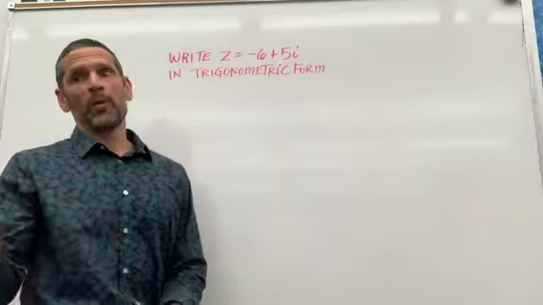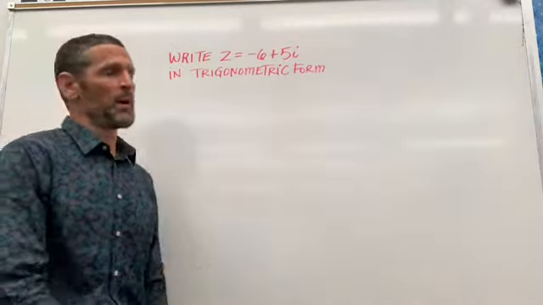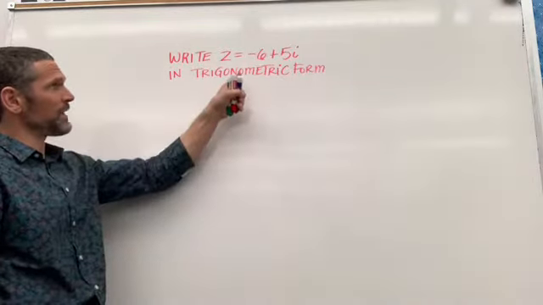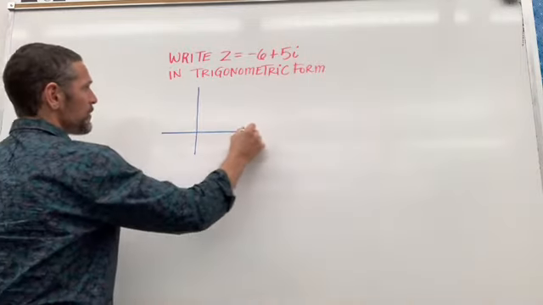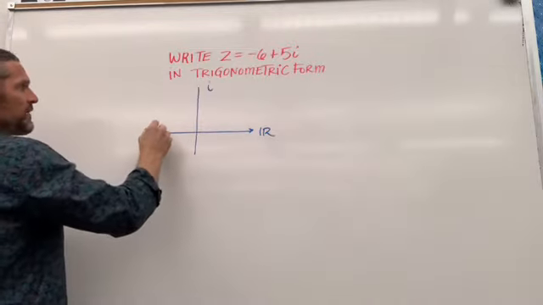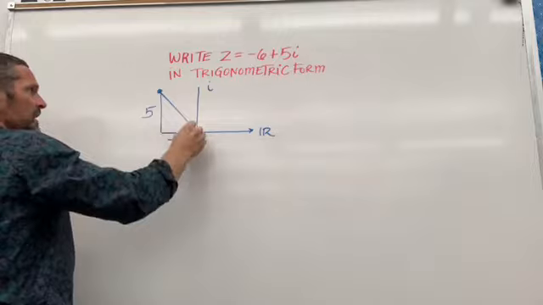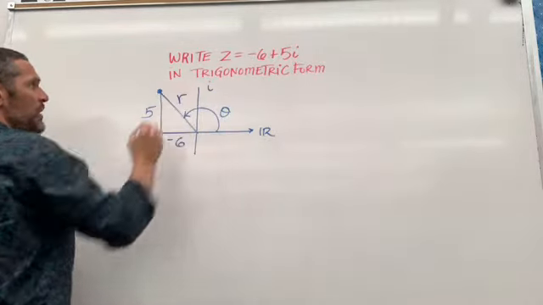Knowing we have both trig form and standard form, this is a typical question we might see. Write z, now this is in a plus bi form, and we're asked to put it into trig form. So the first step I would take would be to graph it. Here's our real number system, and here's imaginary. Negative 6 plus 5i is going to put us here in the third quadrant. So we need to know what is this theta and what is r.